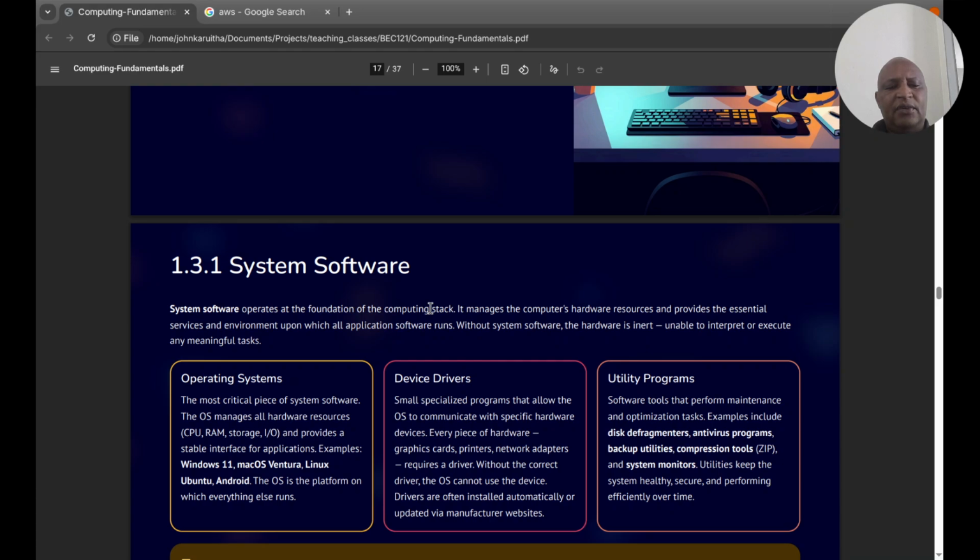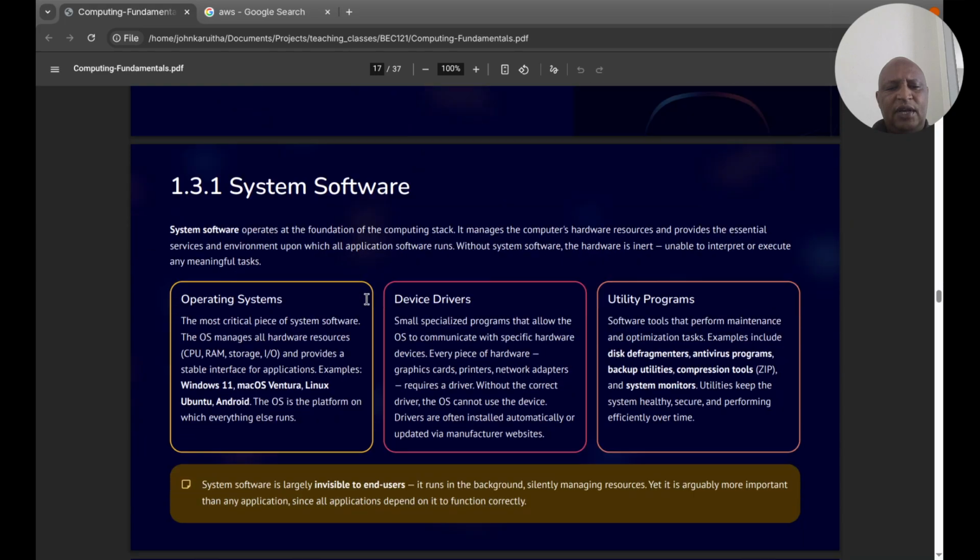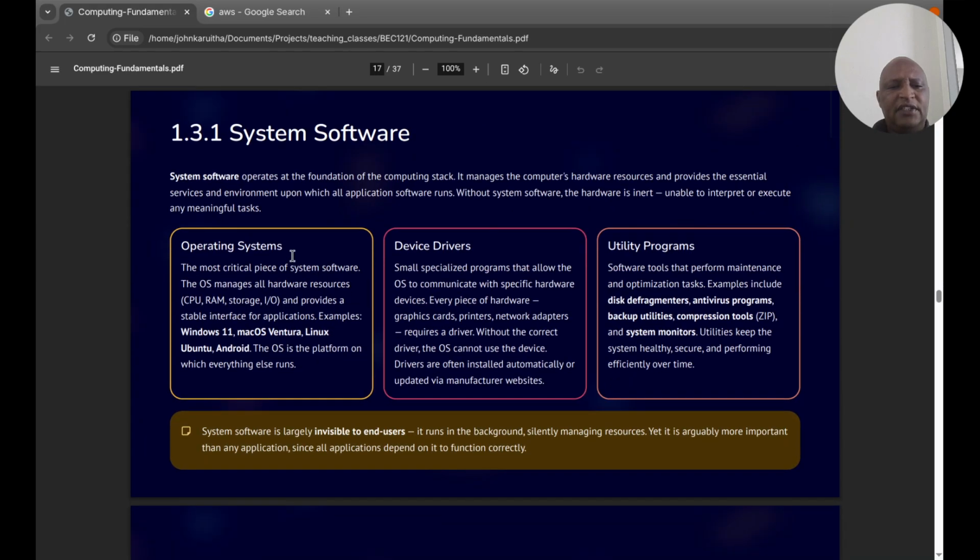So remember, we have the hardware. You have to have a system software that communicates with the hardware and also communicates with the user and the applications. So this is what we have. And we have three types of them. We have operating systems.